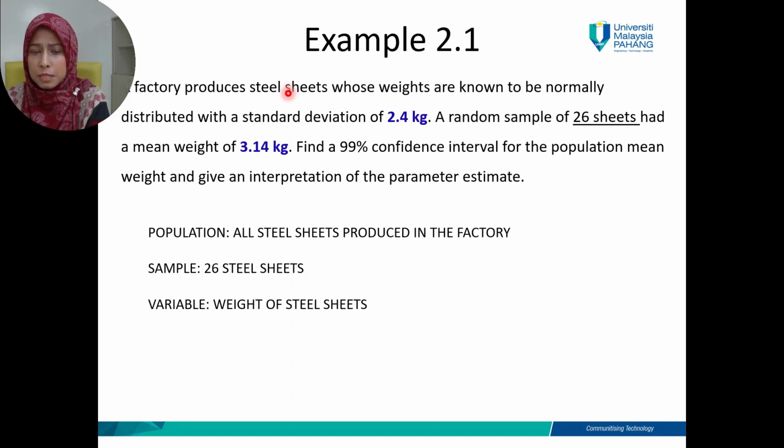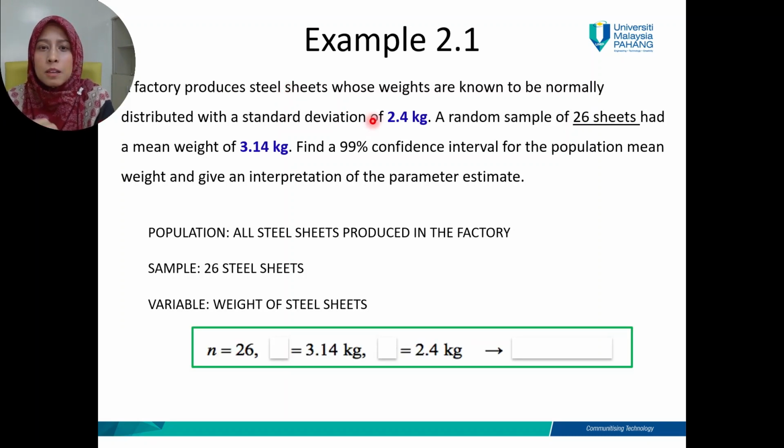Now that you know that 26 sheets is the sample and all sheets is the population, can you please tell me, this 3.14 kilogram, this is a mean. Is this the sample mean or the population mean? Look at the sentence. This sentence is talking about the sample. Therefore, this value belongs to the sample, so this is the sample mean.